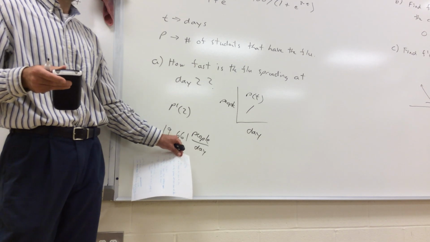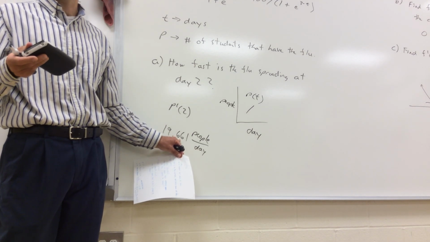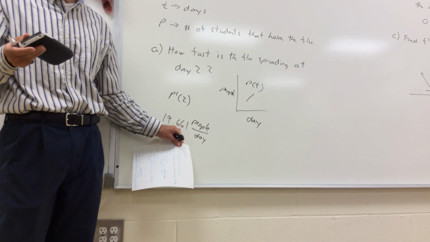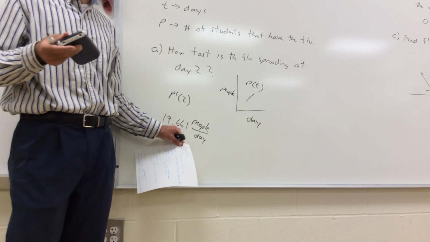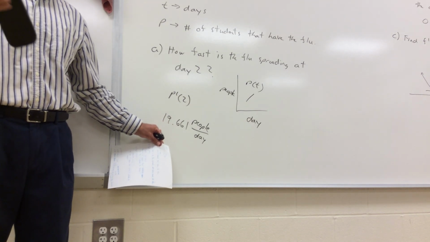That's why it makes sense to leave it as a decimal. Because some of you are thinking, you can't have 19.661 people get the flu. Well, it's an instantaneous rate. So we're just saying that's how quickly it's happening right there.